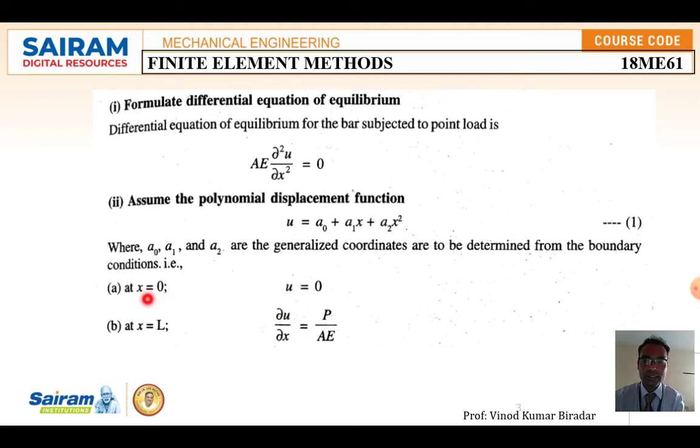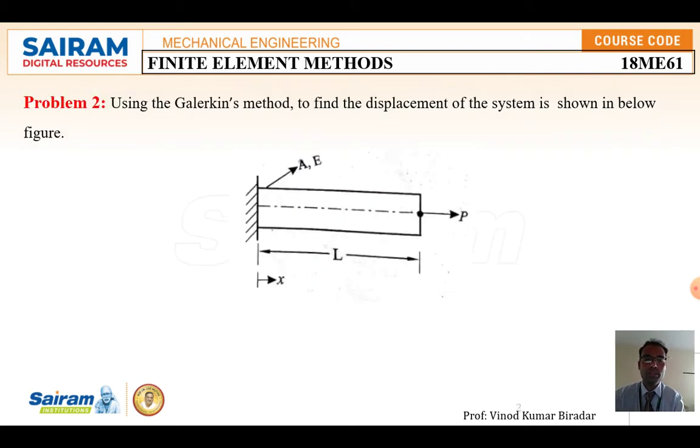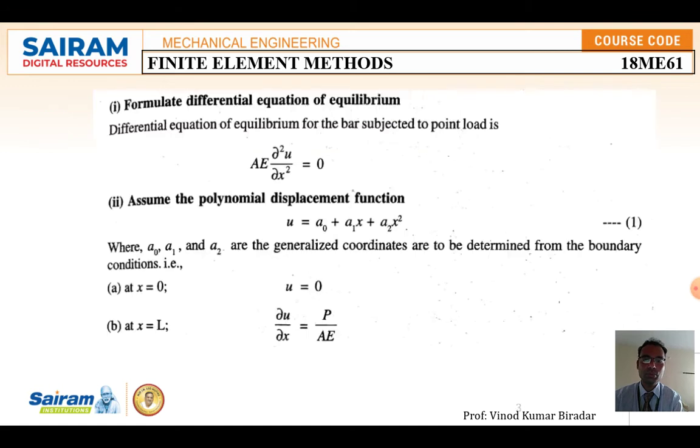This is the boundary condition: at x is equal to 0, u is equal to 0; at x is equal to L, dou u by dou x is equal to P by AE. These are the boundary conditions, and they are substituted in this equation. You are going to get the a naught, a1, a2 values. Why is u equal to 0 initially? Because the first end is fixed, so we consider it as 0. Initial length x is equal to 0.